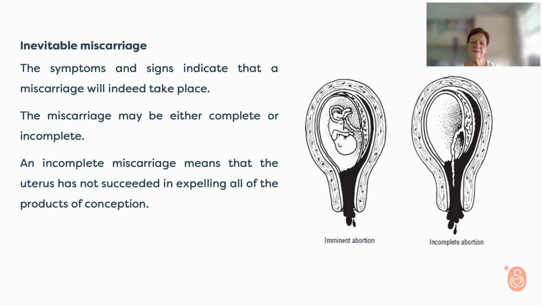An incomplete miscarriage usually means that the uterus hasn't expelled all the products of the conception. The fetus might have been born, and as you can see on this picture here, the fetus has been born, but the placenta and the other products are still sitting in the uterus.